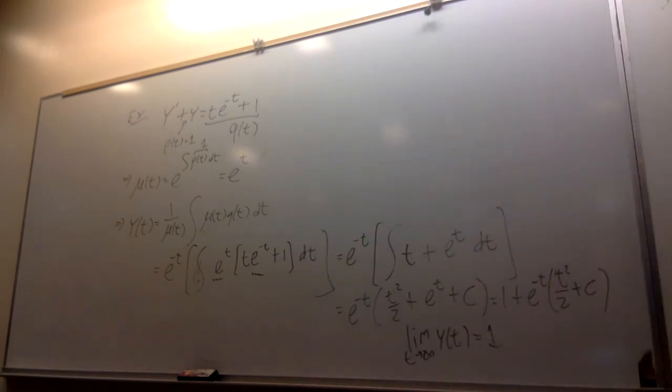So the t squared over 2, that part's going to infinity. The e to the minus t is going to 0. They're competing against each other. The exponential is always going to win. E to the minus t goes to 0 faster than any power of t goes to infinity.